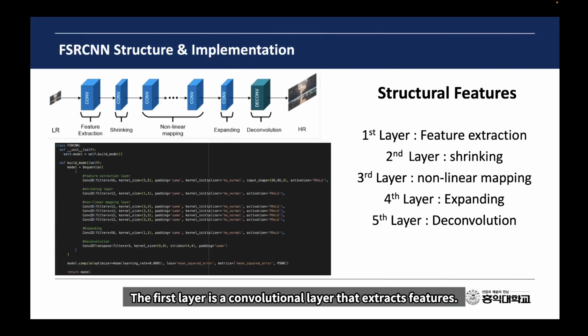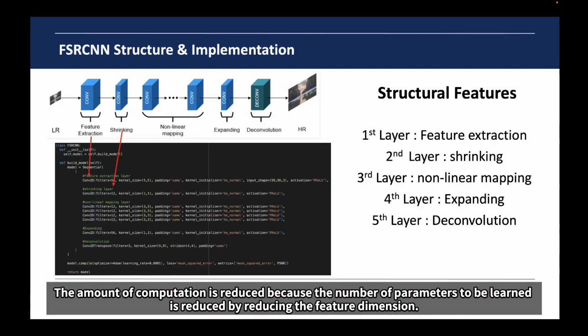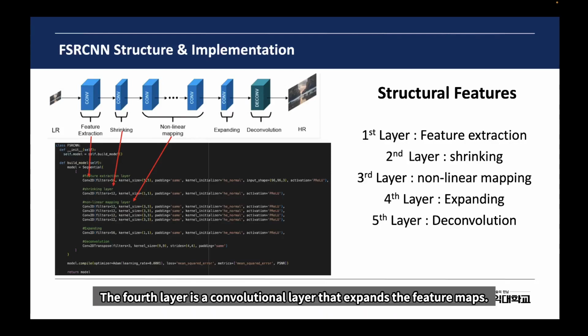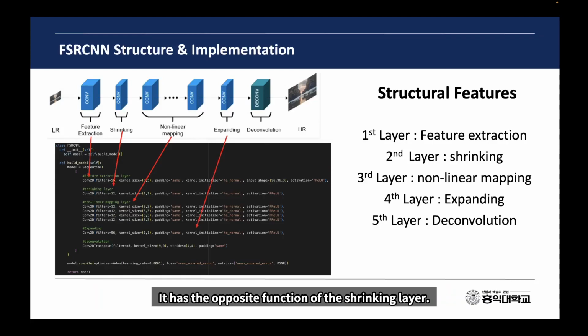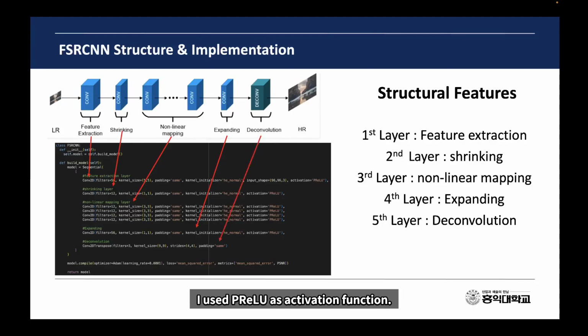The first layer is a convolutional layer that extracts features, and the second layer is a convolutional layer that reduces feature dimensions called the shrinking layer. The amount of computation is reduced because the number of parameters to be learned is reduced by reducing the feature dimension. The third layer is a convolutional layer that non-linearly maps feature maps to other feature maps. The fourth layer is a convolutional layer that expands the feature maps. It has the opposite function of the shrinking layer. The fifth layer is a convolutional layer that generates high-resolution images by transposed convolution. I used PReLU as activation function.